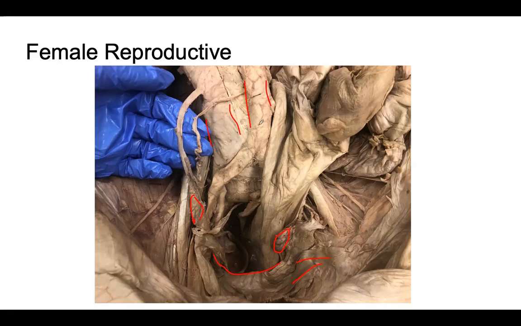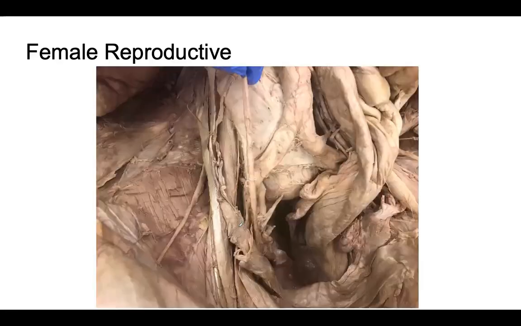Alrighty. Now, what we're seeing smushed to the side here is the sigmoid colon, which is becoming the rectum as it goes back into the pelvic cavity. And so we kind of have to smush that to the side. It would otherwise be right in this region, kind of taking up all the space.